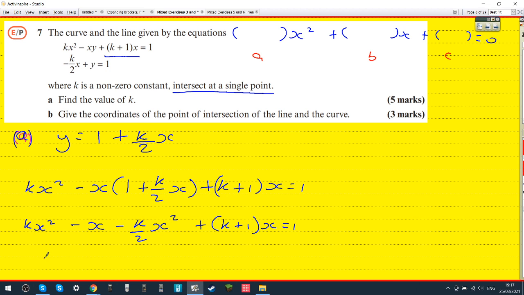Okay. So it'd be kx squared. Well, we have kx squared, but we also have minus k over 2x squared. Okay. So it'd be k minus k over 2 and then x squared. Yeah, and any idea, I mean, that'll work. Any idea what is k minus k over 2?